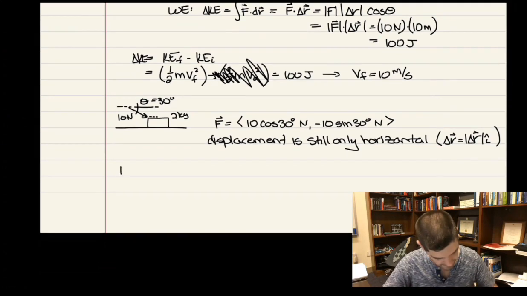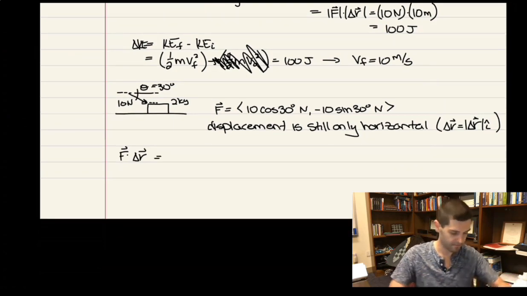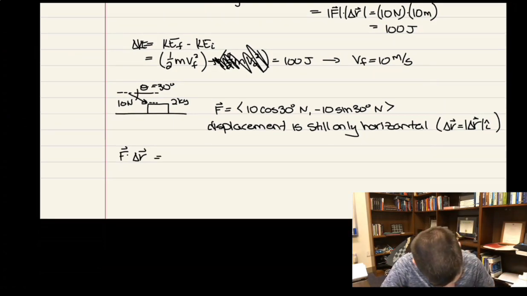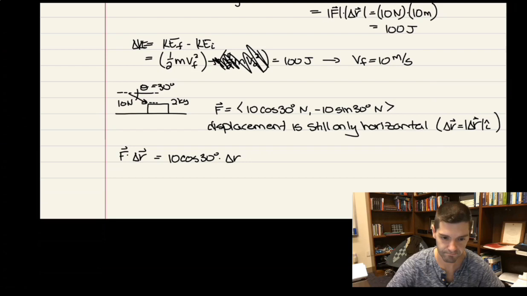But therefore, the dot product between these two is just, if I do the product of the first two, I get 10 cosine 30 degrees delta R plus negative 10 sine 30, but multiplied by 0. So then the overall is just the first term.